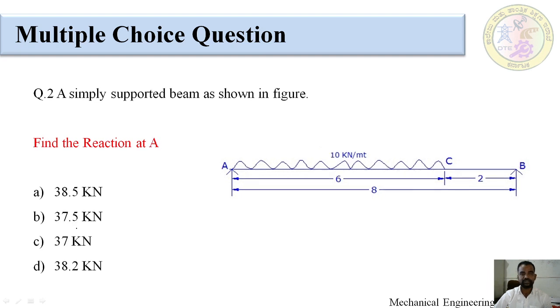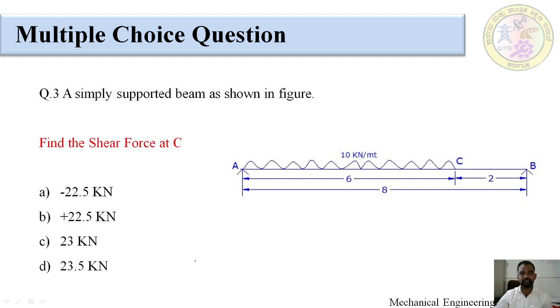Next, question number 2, a simply supported beam of same beam. Here we have to calculate the reaction at A point. We are having 4 choices. Do carefully before going to answer the question. Third question, a simply supported beam as shown in figure. Here we have to find out the shear force at section C. There would be 4 answers. Among them, any one would be the correct answer. Do carefully before going to answer.